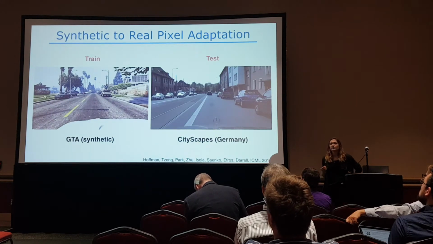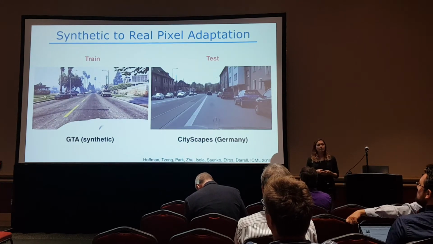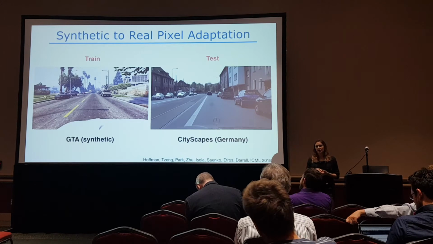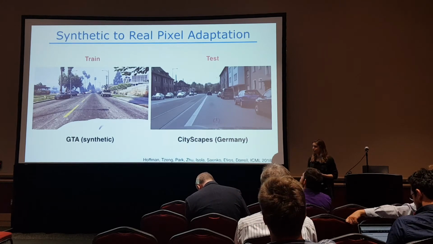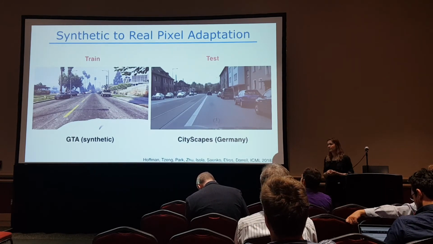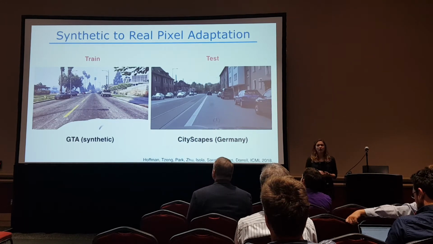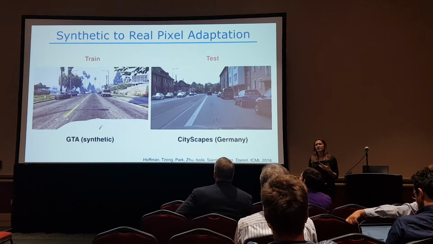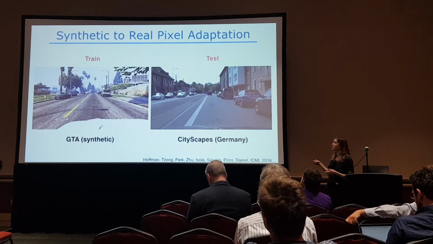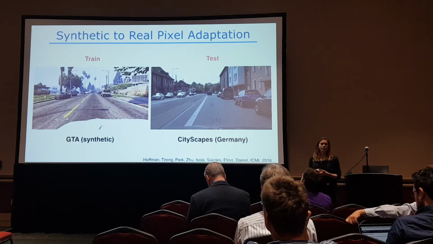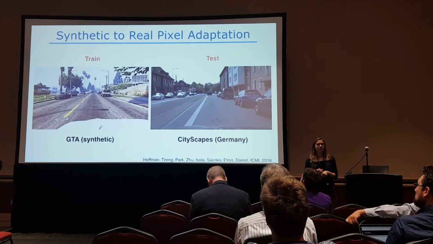As a final example, I'm going to show you adapting from simulated to real world. In this case, for the simulated images, I'm going to use a data set called GTA, which offers us pretty realistic renderings of street scenes. And as our test time real world data set, we're going to use this Cityscapes German driving data set.